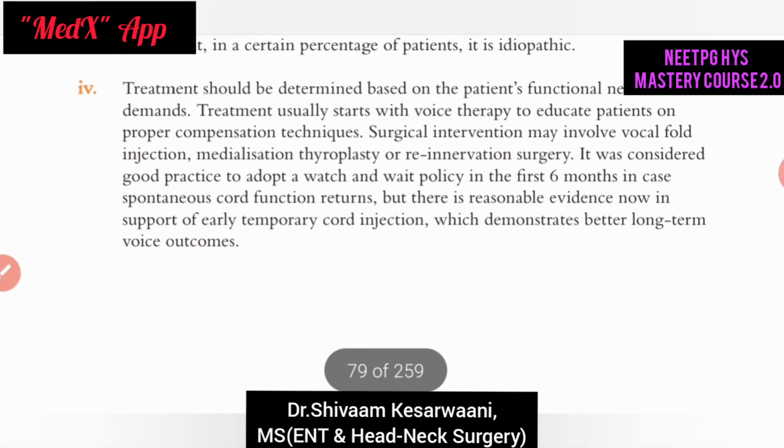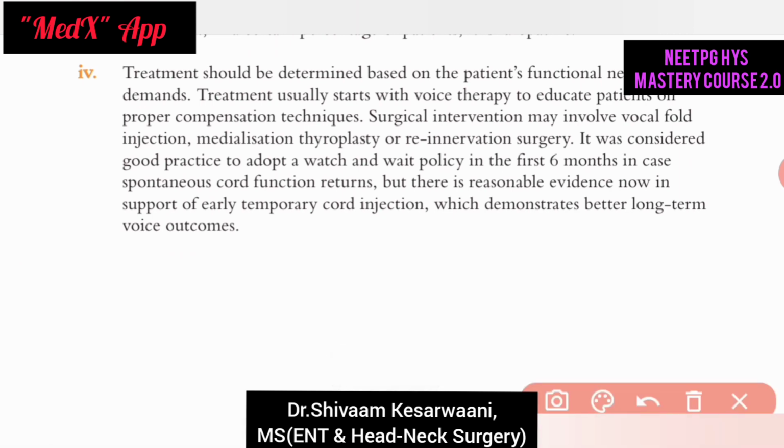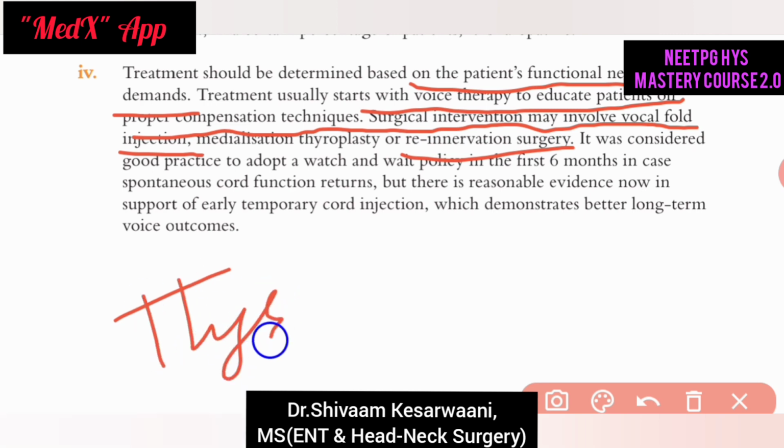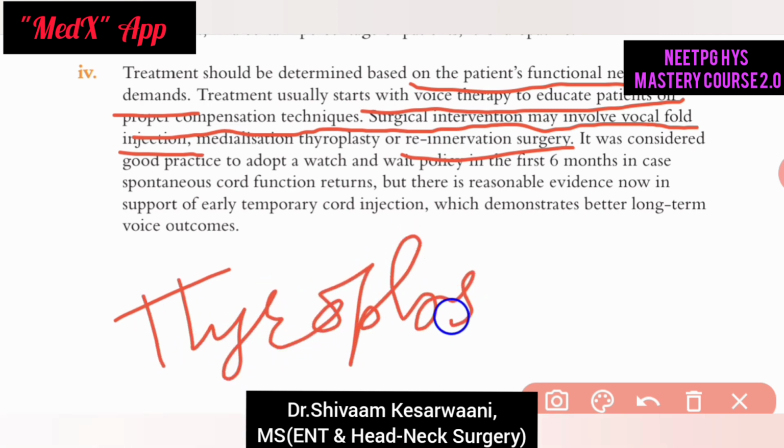Now the treatment. Treatment is individualized and determined based on the patient's functional needs and demands. We will usually start with voice therapy to educate the patient how to use proper technique to compensate the voice, and finally surgical intervention, which may involve vocal fold injection for medialization or reinnervation surgery. There are different types of thyroplasty that you should know, type 1, 2, 3. Let me know in the comments all the types, 1, 2, 3, 4, what all thyroplasties you know, and then we'll post the answer in the comment section.